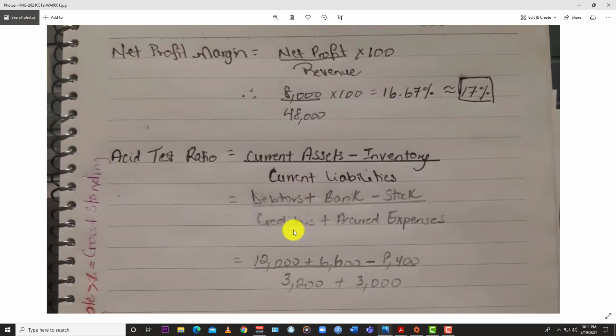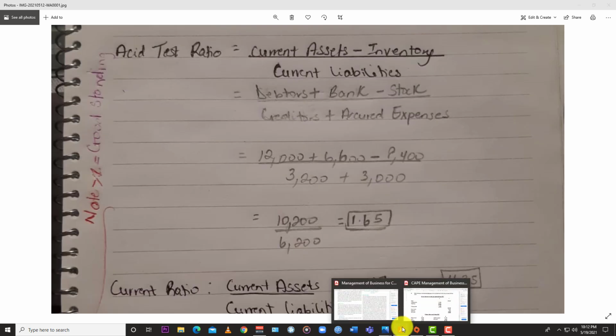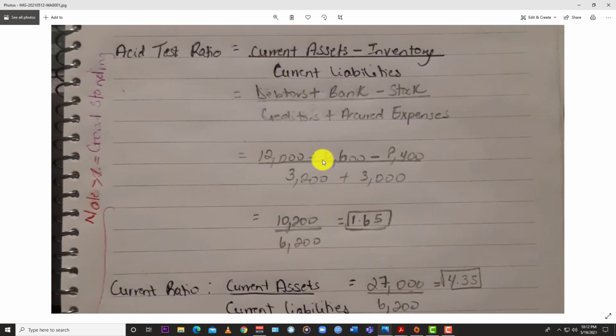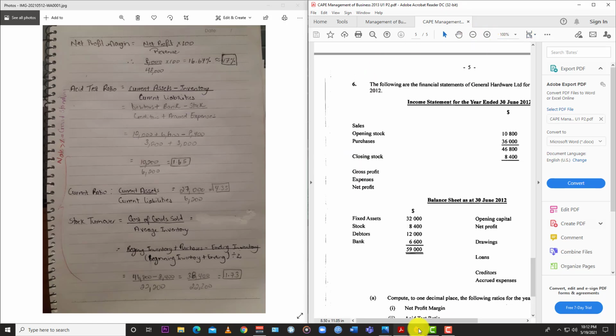Then we go on to the acid test ratio, and that is current assets minus inventory over current liabilities. That is the formula for the acid test ratio. Remember, inventory is also a current asset, but for the acid test ratio, we're going to eliminate that one. So it's the debtors plus the bank minus stock over creditors plus accrued expenses. So we look at that now. The debtors are 12,000, plus bank, which is 6,600, minus the stock, which is 8,400.